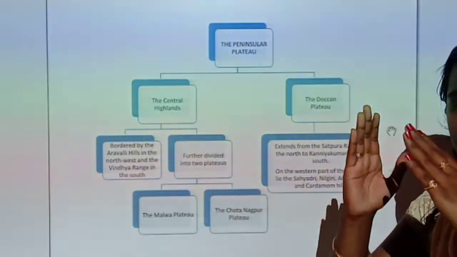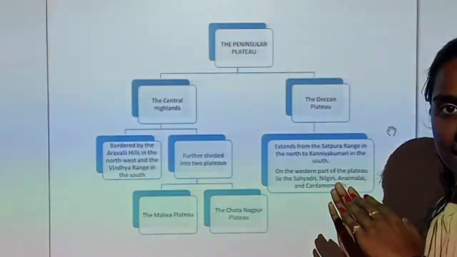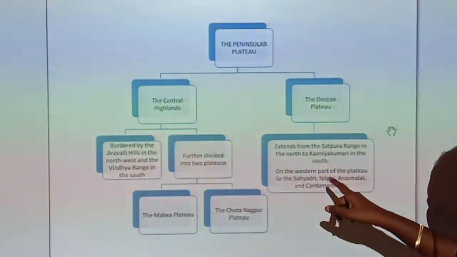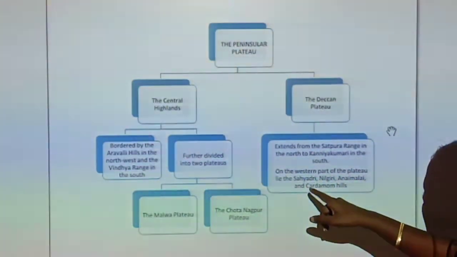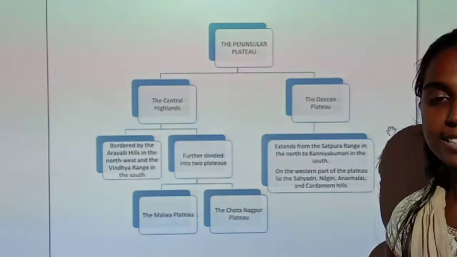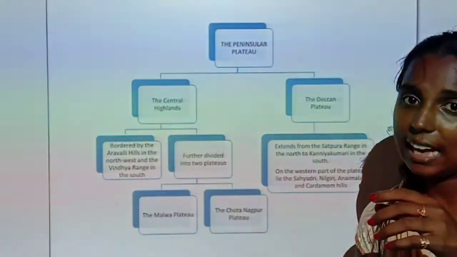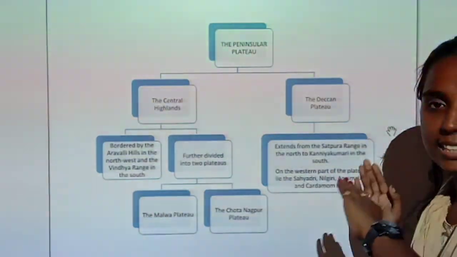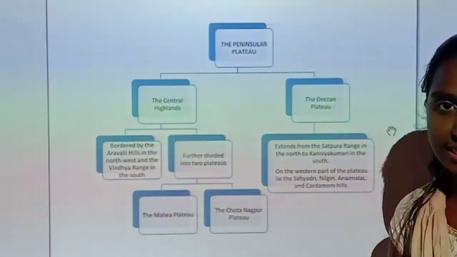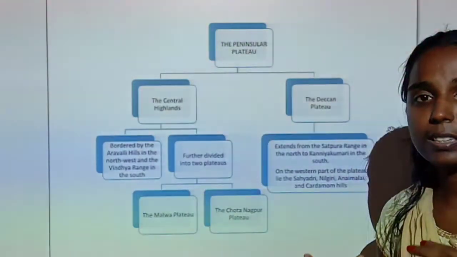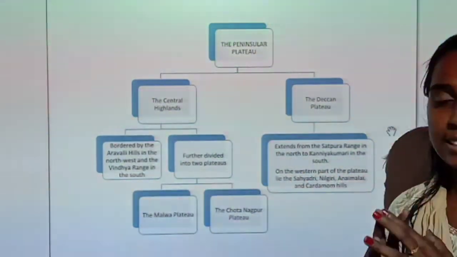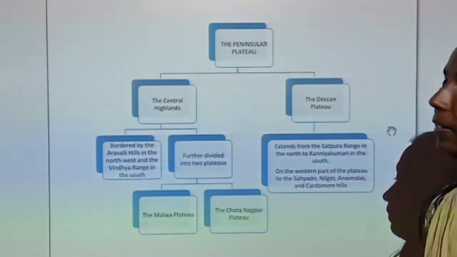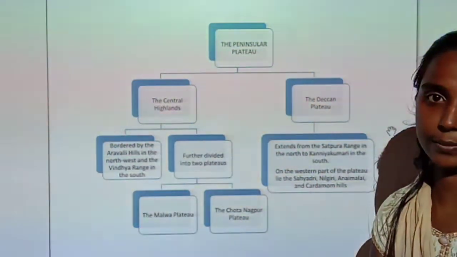So on the western side it has the Western Ghats and on the eastern side it has the Eastern Ghats, right? So these are the hills. Sahyadri, Nilgiri, Animalai and the Cardamom hills form the Western Ghats, right? And in the Western Ghats, which is the highest peak? Yes, very good, Animalai. And on the eastern side of this Deccan Plateau, we have the Eastern Ghats, right? And we have also seen the rivers and important cities in this Deccan Plateau, right? So these are the things we have learnt about the Peninsular Plateau.